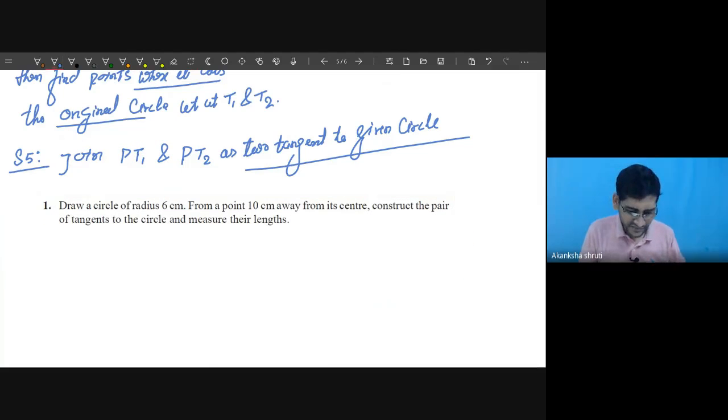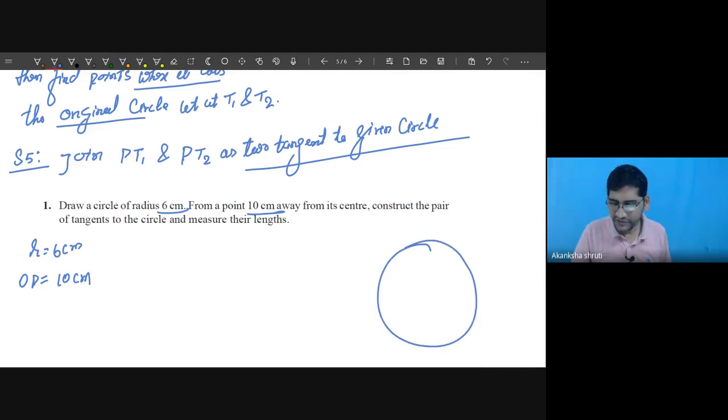So in this case, r is our 6 centimeter, and O to point P itself is our 10 centimeter. Okay, means draw the circle of this 6 centimeter, and another from this O to this point P is our 10 centimeter. This length itself is our 10 centimeter, and this length is our 6 centimeter.